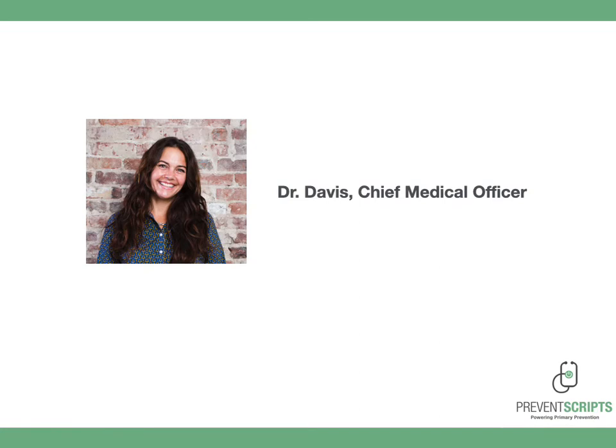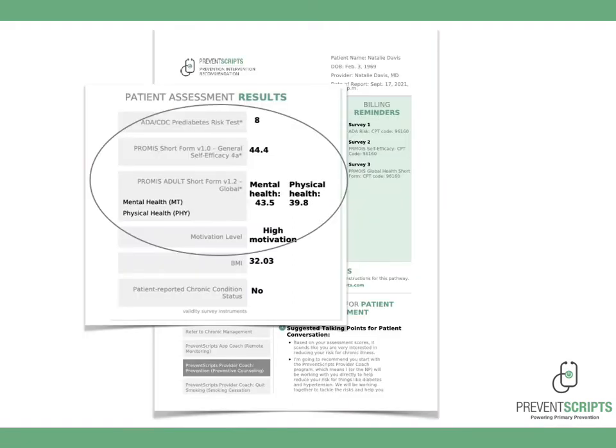I'm here to show you how to quickly use our prevention assessment results and recommendation tool to get your eligible patients enrolled in one of the PreventScripts interventions. The patient assessment results on the top left of the report include 3 validated risk assessments and patient motivation level. Each survey with the asterisk reflects a validated survey instrument. Code each of these with 96160 with your super bill today.